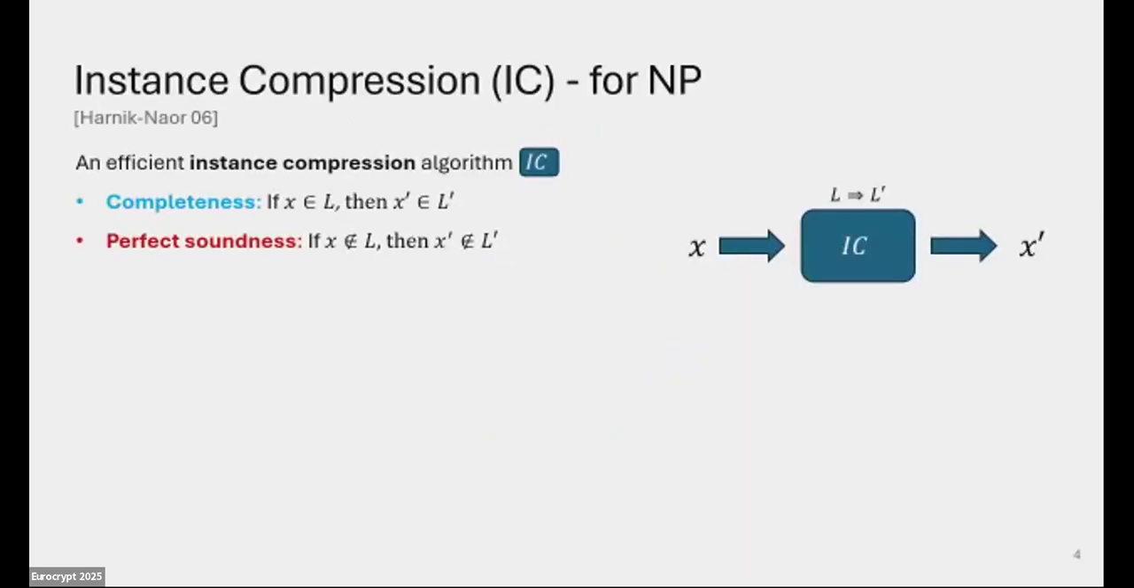Instance compression for an NP language is an efficient algorithm that takes an instance, x, and compresses it to a small instance, x prime. What we want from this algorithm is to preserve the information about the language. So for completeness, if we start with an instance x that is in L, we want x prime, the compressed instance, to be in L prime. And for soundness, if we start with x that is not in the language, we want to get x prime that is not in L prime.